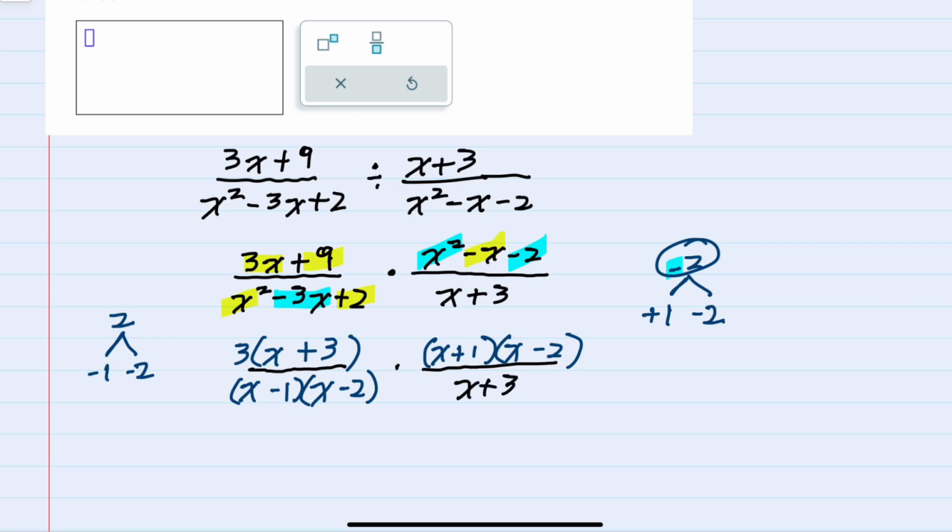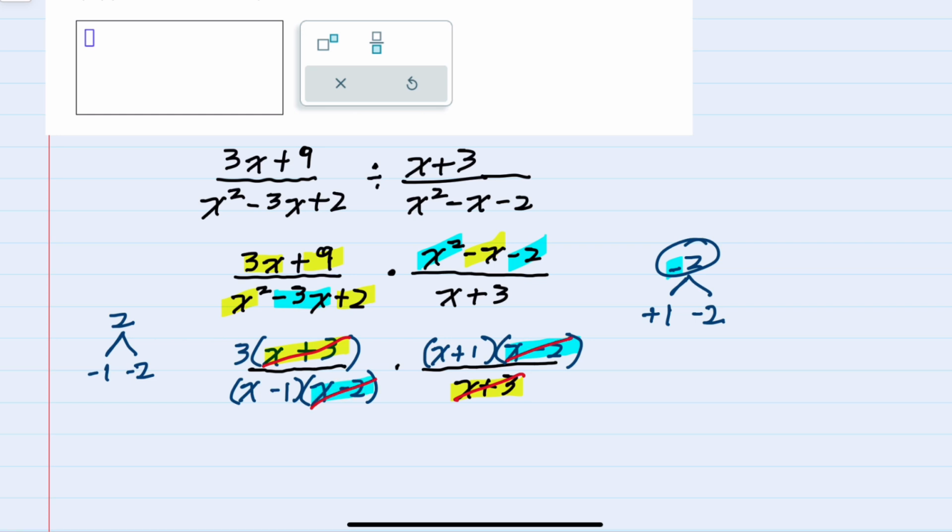But now that I've fully factored all of these expressions and I have multiplication, I can look for like terms to cancel. And I see that the x plus 3 is a like term. 1 in the numerator, 1 in the denominator. Those terms will cancel. There's an x minus 2 in the numerator and an x minus 2 in the denominator.